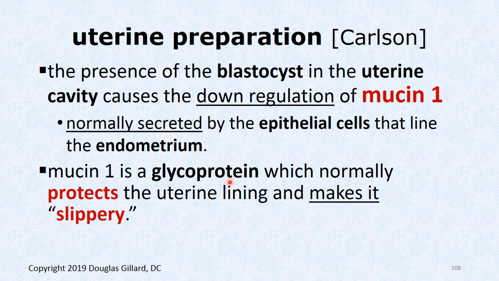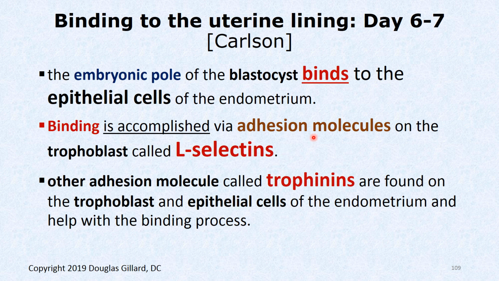So mucin 1, it's a glycoprotein, normally protects the uterine lining and makes it slippery. But the binding takes it down. The cells don't secrete it anymore. So let's officially bind. Now we're about day 6 or day 7. It's time to bind. And remember, hatching has occurred. We are out. The zona pellucida is behind us, and our blastocyst is ready to bind.